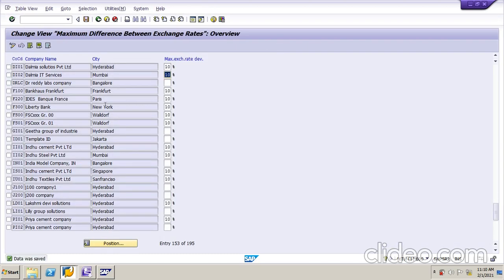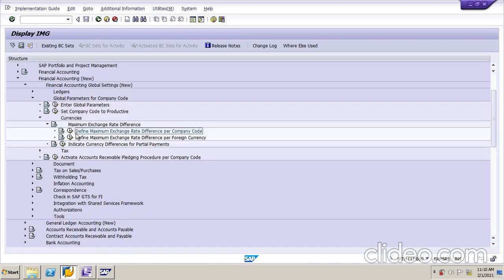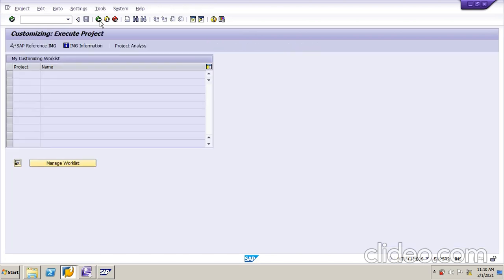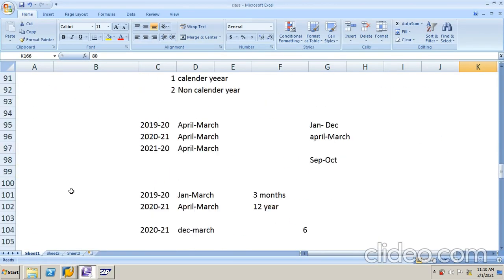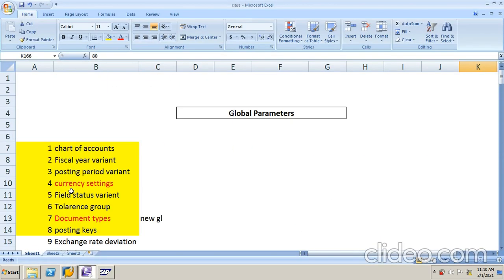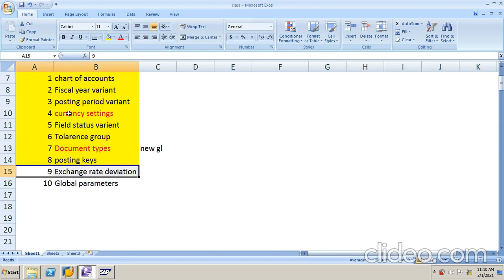This is the maximum exchange rate differences. Foreign currency is not necessary because for Indian we are recording in Indian currency directly, right? So that is not necessary. So what is the next topic? Global parameters. Global parameters means all data we can see here. Whatever configurations we have done till now, we can see and we can do the configuration.